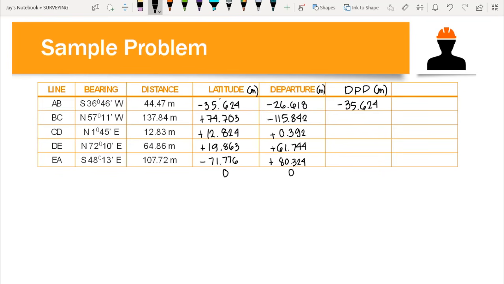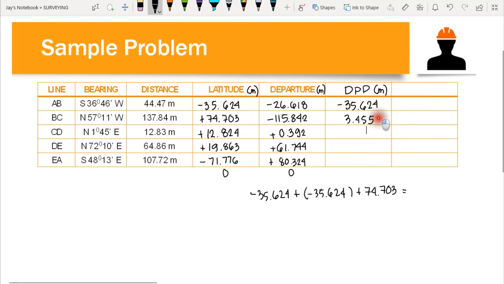Okay? Now, the next step is you add the value of the DPD and the latitude of the same line, then add the latitude of the succeeding line, which is this one. So you add negative 35.624 plus negative 35.624 plus the latitude of the succeeding line, which is 74.703. Okay, so this would give us 3.455.